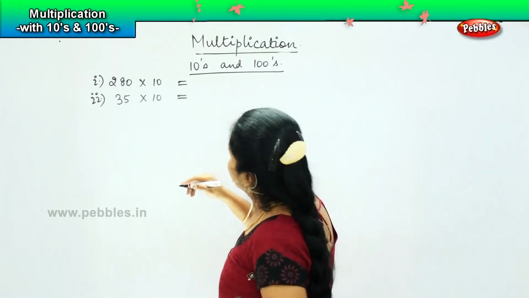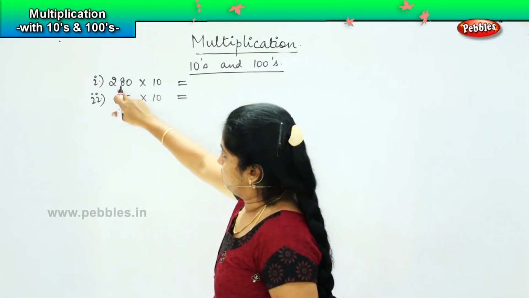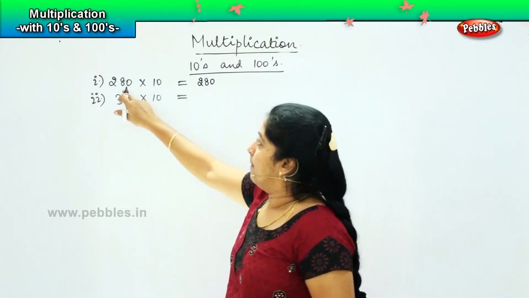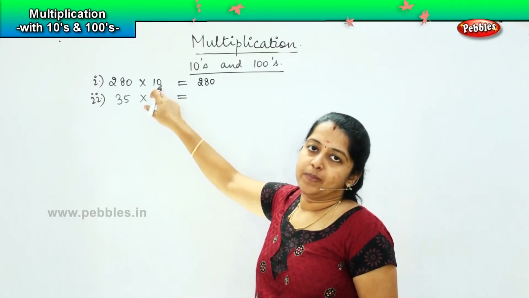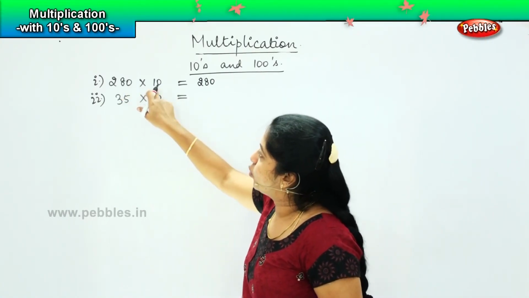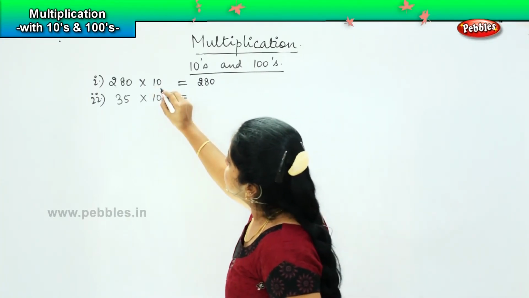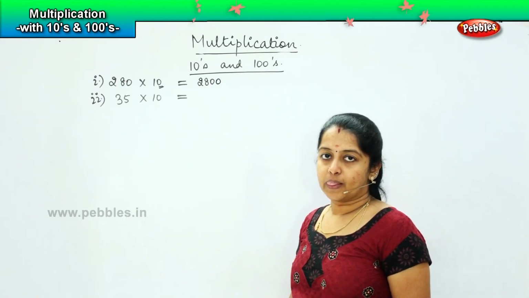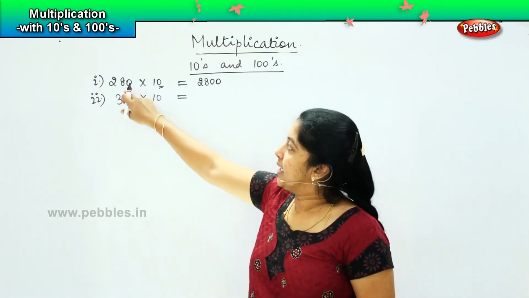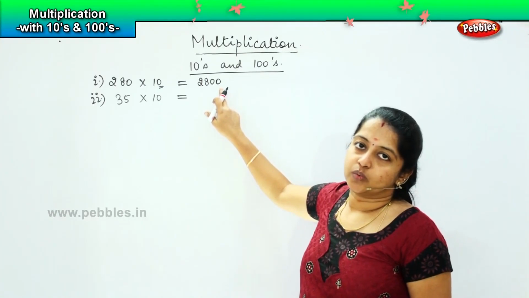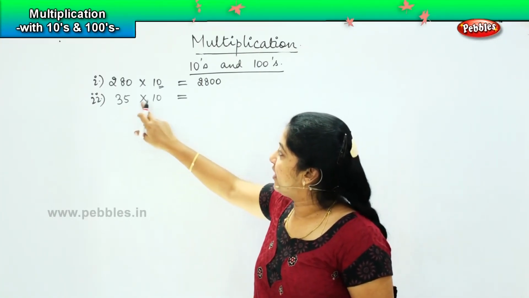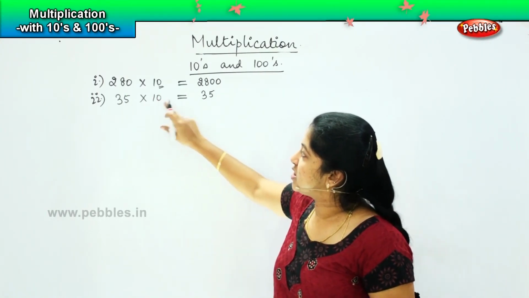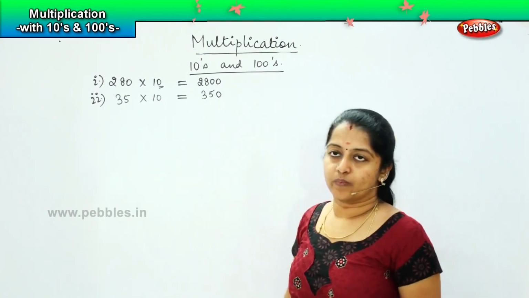Okay, so now 280 into 10 will be 280 into 1, is how much? Any number multiplied by 1 will be the number itself. So 280 into 1 is 280, and this 0 we are going to add here, because 280 into 0 will be 0. Okay, similarly 35 into 1 is 35 and 35 into 0 is 0.